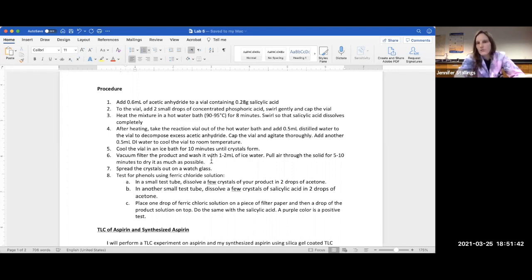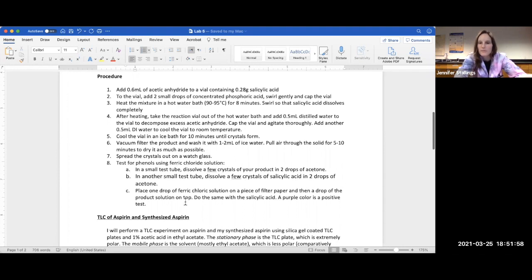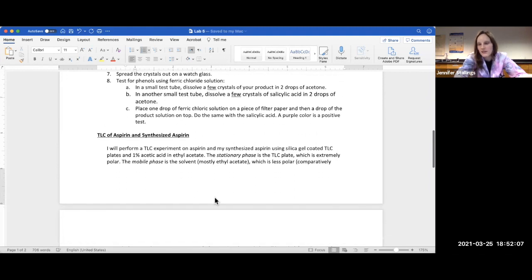And I wash it with my ice cold water to neutralize any of the remaining acid that might be present in my synthesized aspirin. So that's why the washing is an important step. So then I'll vacuum filter my synthesized aspirin and I'll perform the ferric chloride solution test on it and compare it to salicylic acid.